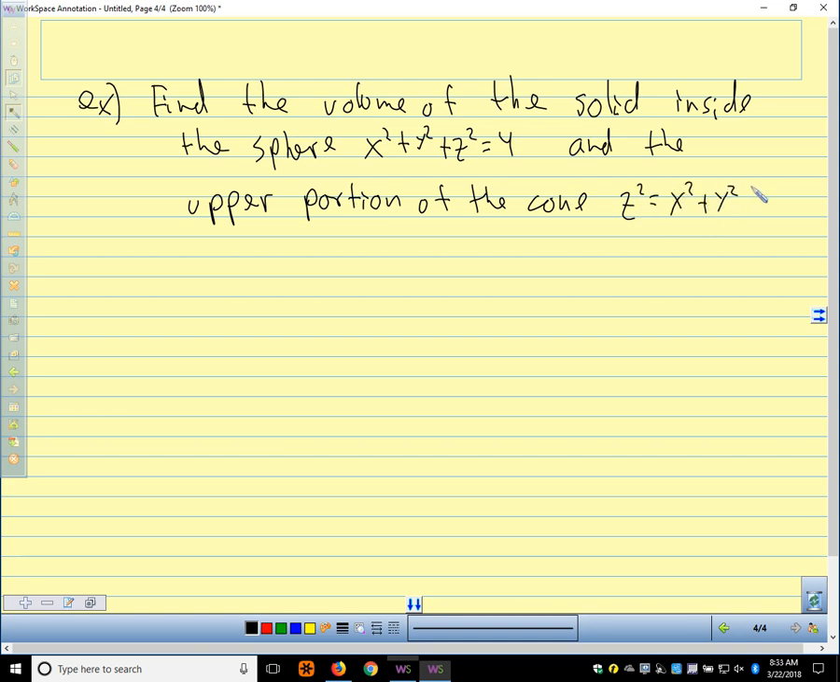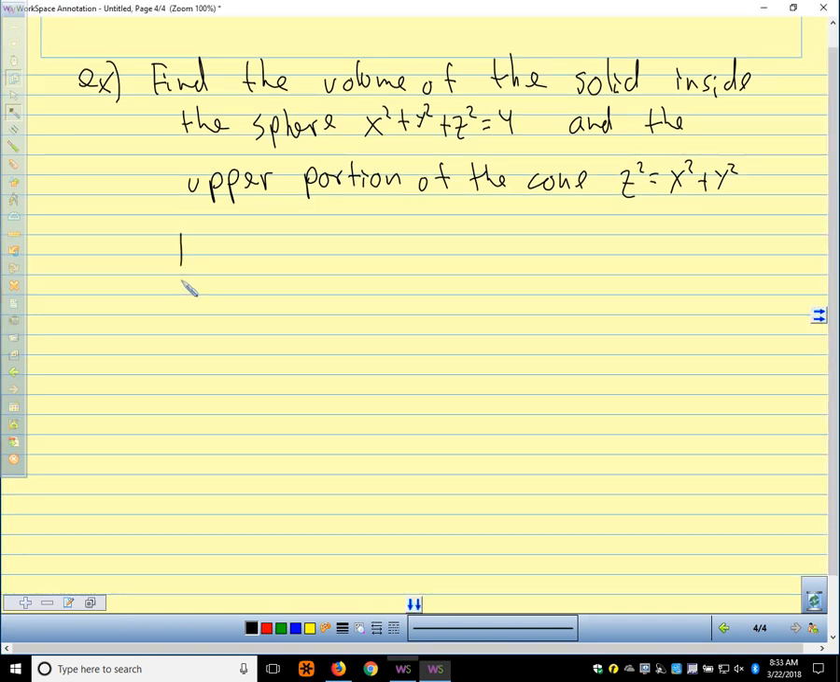All right, we want to find the volume of the solid inside the sphere x squared plus y squared plus z squared equals 4, and the upper portion of the cone z squared equals x squared plus y squared. So let's draw a picture, because this represents something really nice.